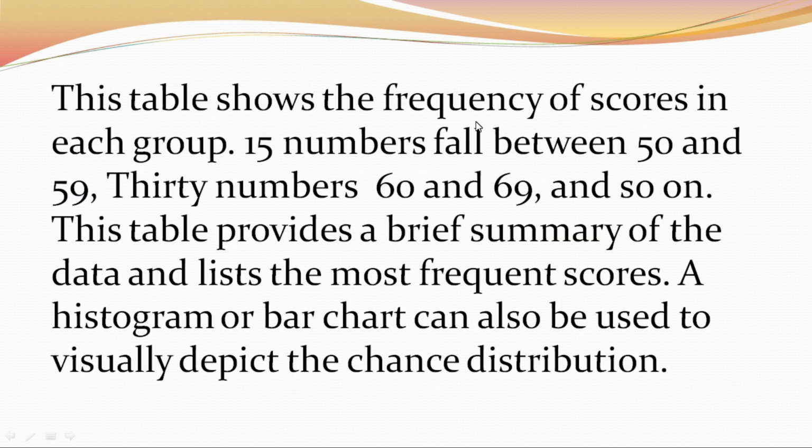This table shows the frequency of scores in each group. 15 numbers fall between 50 and 59. 30 numbers between 60 and 69, and so on. This table provides a brief summary of the data and lists the most frequent scores. A histogram or bar chart can also be used to visually depict the frequency distribution.